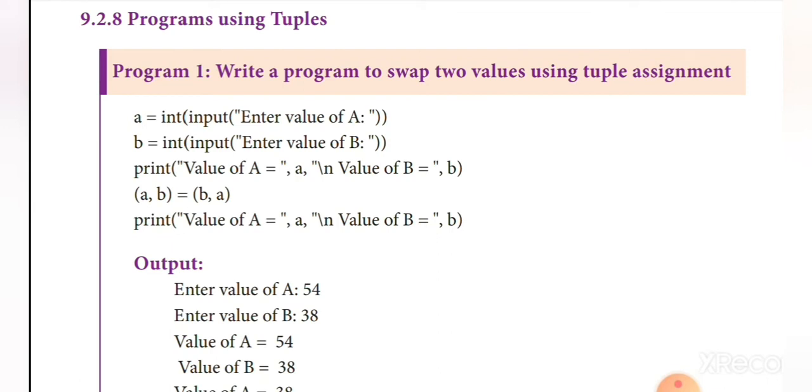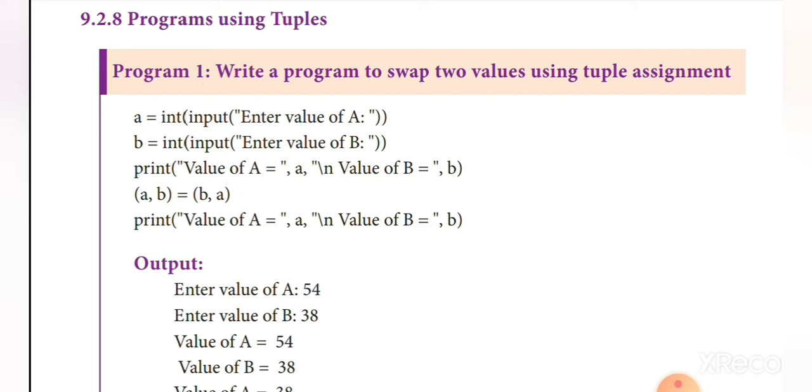So print value of a is equal to a comma. Now we are going to print the value of a and b. So what is the output you can get? We can get the output of interchanged values. Okay, that is swapped values. Now you can see the output. Enter a value of a. So what is the value given for a?